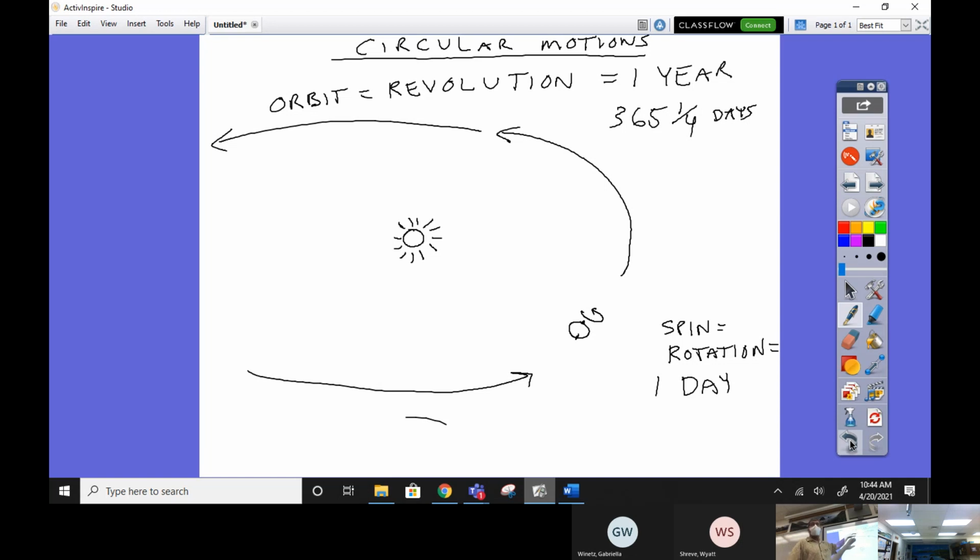Okay, so a year is the orbit or the revolution. A day is the spin or the rotation. What's between the length of a day and a year? What do we divide the year into? We divide the year into months, right? And that has to do with the movement of the moon, which is really our focus today, is what the moon does. So what we're going to do is we're going to draw the moon, like maybe here, and we're going to show it orbiting around the Earth, like that.